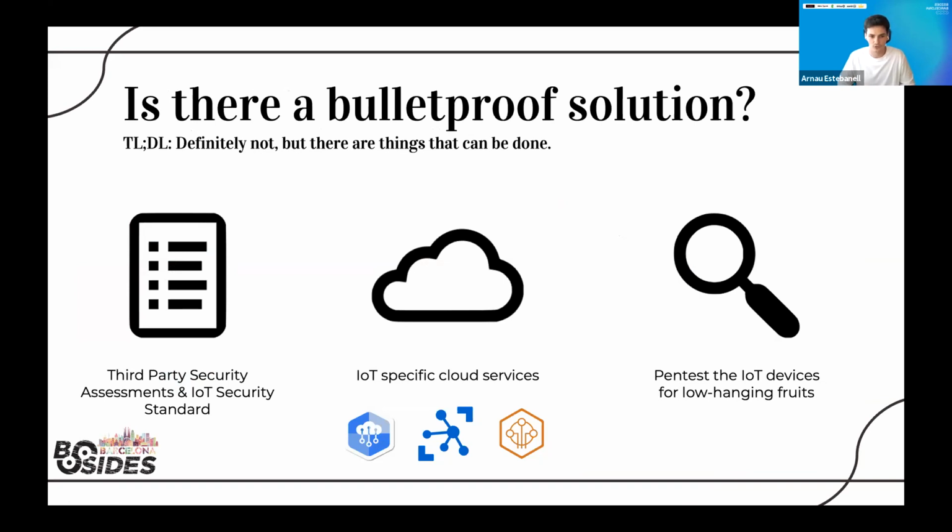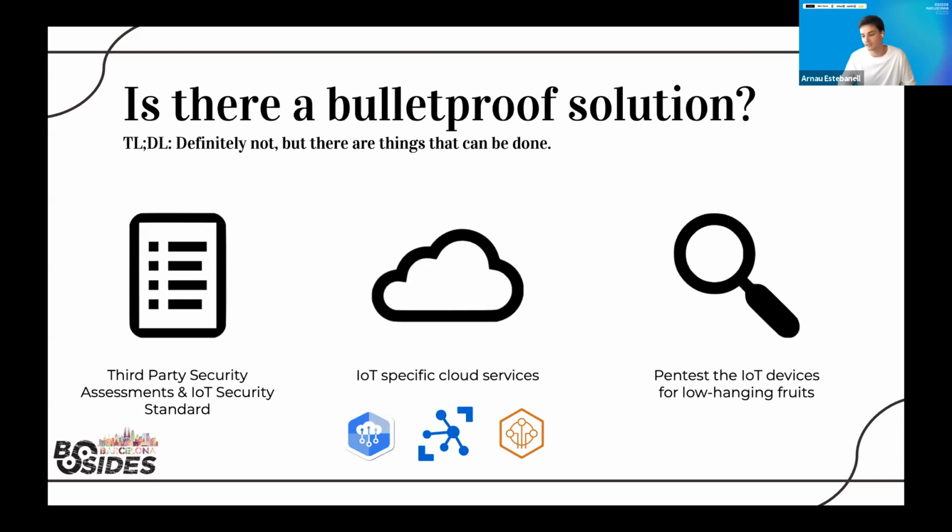The first one that is usually done, under the GDPR, is third-party security assessments, where we check the controls that the suppliers have. And if you are a company who develops, or who has other companies that develop IoT devices for them, then it's also worth it to have an IoT security standard and enforce it.